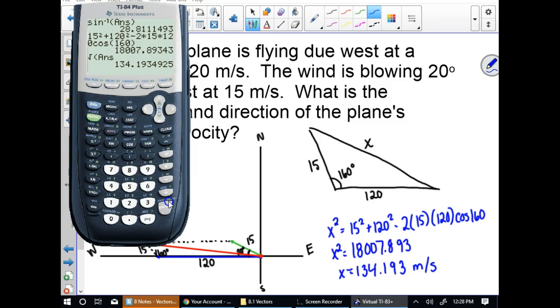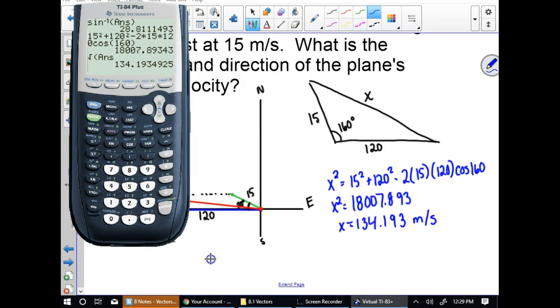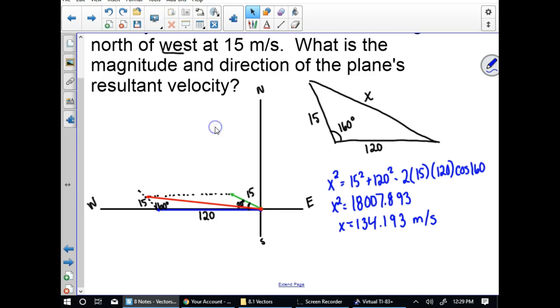Alright, so then we have to find our direction. So the wind is blowing at 20 degrees north of west, but it's not nearly as strong as the velocity of the plane, right? So it's going to throw the plane off course, but only by this really small angle right here. If I call that theta, that would be this angle right here. And we have to remember, this angle is 20, but that one does not necessarily cut it in half or do anything special. We've got to use some trig to figure out what that angle is.